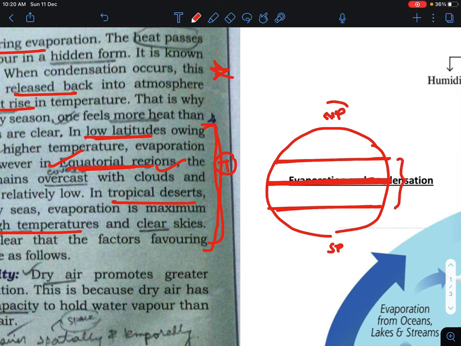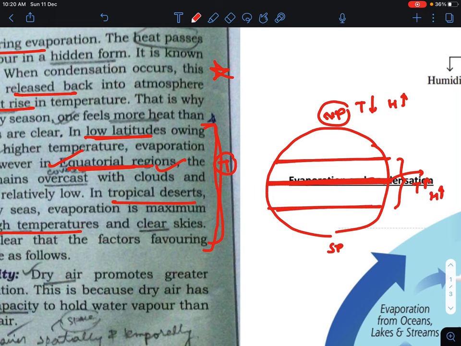Now here we know that the temperature is low. Here the temperature is low, which means the humidity, that is the amount of moisture present, will be high. But if you talk about this equatorial region, here the temperature is getting more. Still in this region, due to increase in temperature, humidity will be high.